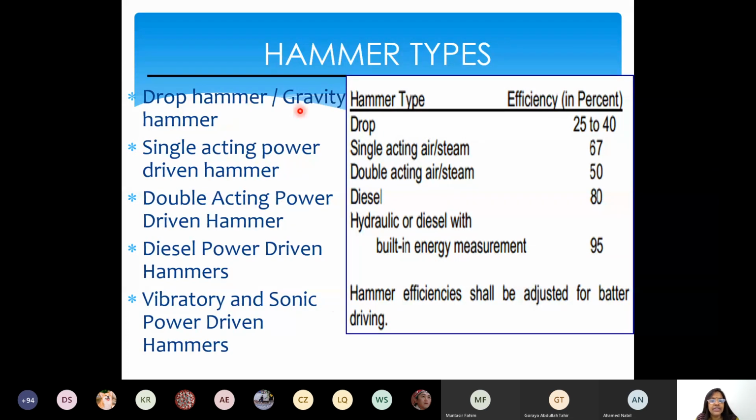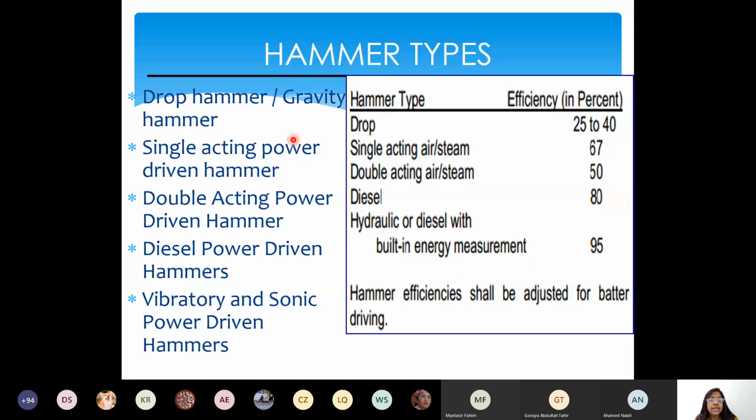Drop hammers, gravity hammers, how much is the efficiency? Very low. It's not only about this efficiency, it is related to the type of soil. When you buy the hammer, they will give you the descriptions. The manufacturers will provide the conditions in which it will work, the efficiency, type of soil, and the performance details. And then here, hammer efficiency shall be adjusted for better driving.